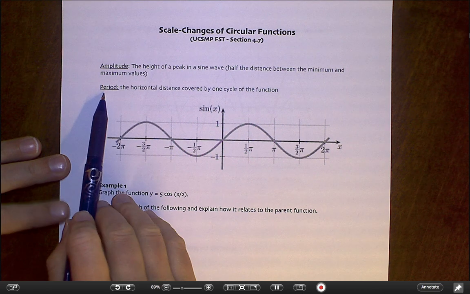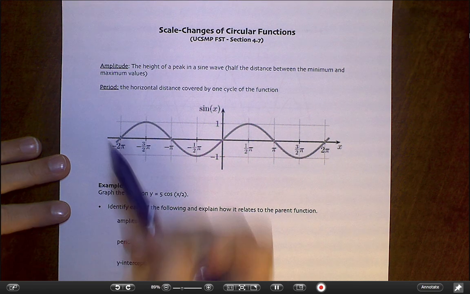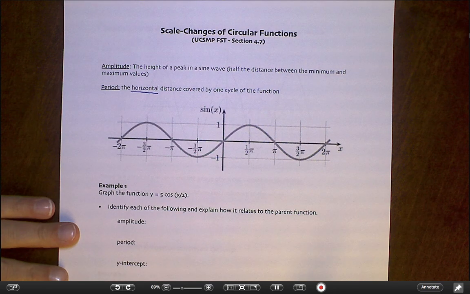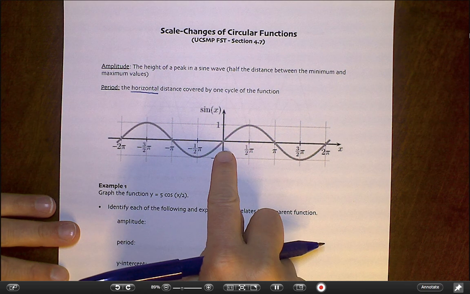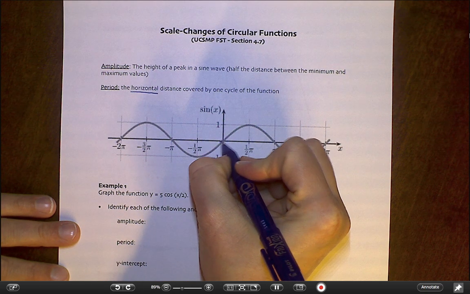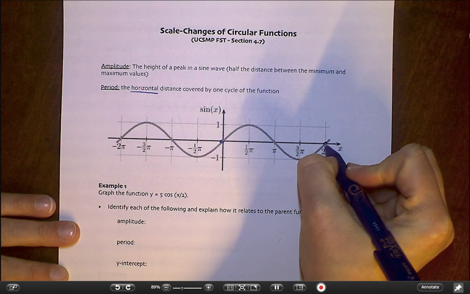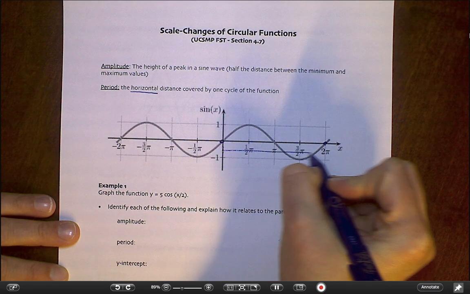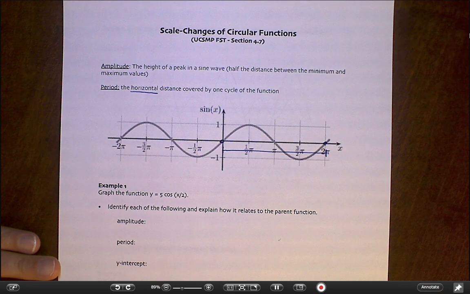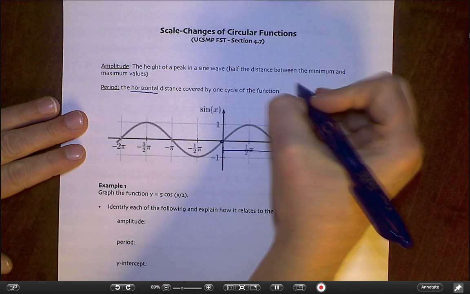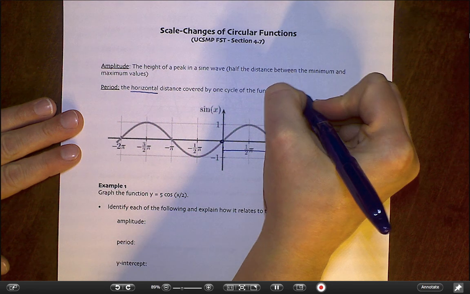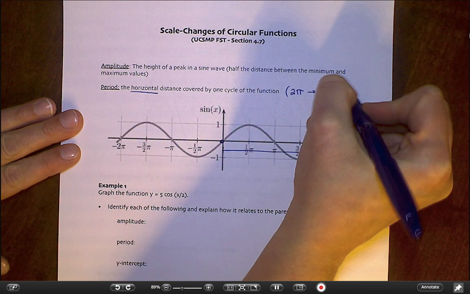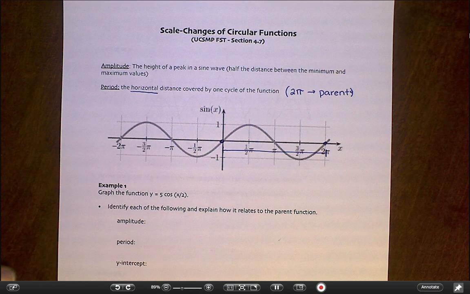So we talked about the period yesterday. Period is the horizontal distance that it takes to complete one full cycle. So this is the sine function that I'm looking at here. And if I measure from this point to where the graph would start over and head back up again, my horizontal distance is from 0 to 2 pi. So my original parent function has a period of 2 pi. And I should make a note here that this is the parent function because, like I said, once we start doing transformations, that's not always going to be the case.